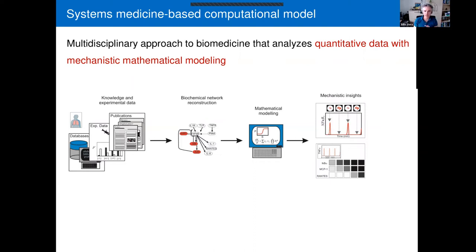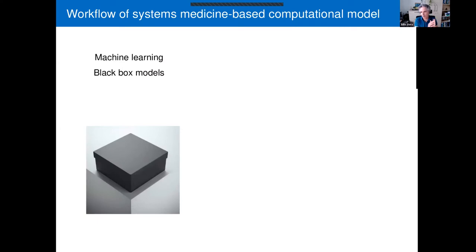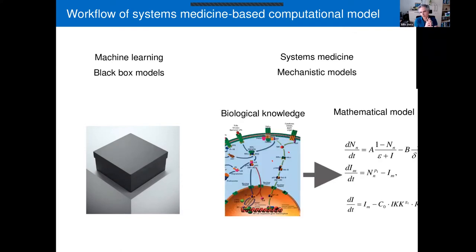Here, the approach is totally different. Here, what we have is a multidisciplinary approach to try to integrate and analyze quantitative data, making use of mechanistic mathematical models. So how does this work? This is represented in this workflow. The first thing we do is we take the biological knowledge we have about the system, which molecules are important, how they interact with each other, and use it to build a mathematical model. But this mathematical model we construct, this computational model, is different to those we have in machine learning. Because remember, machine learning models are black box models, but in systems biology, we build mechanistic models. This means the computational equations we are building are encoding the mechanistic understanding of the system. So we can attribute mechanisms to the different equations we are building in our model.